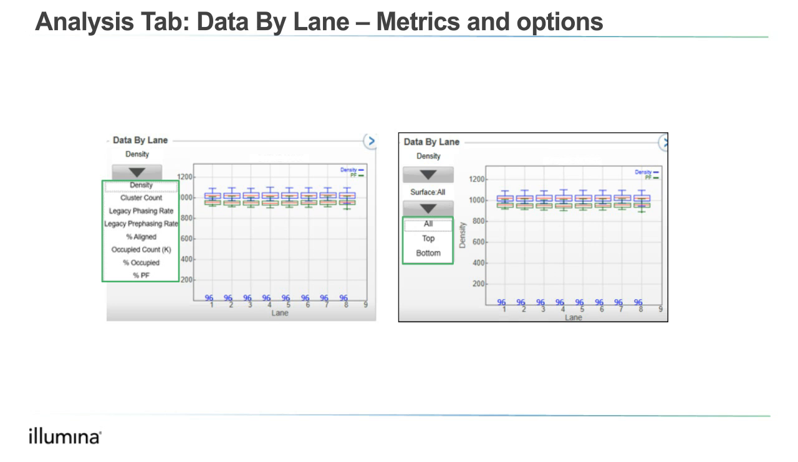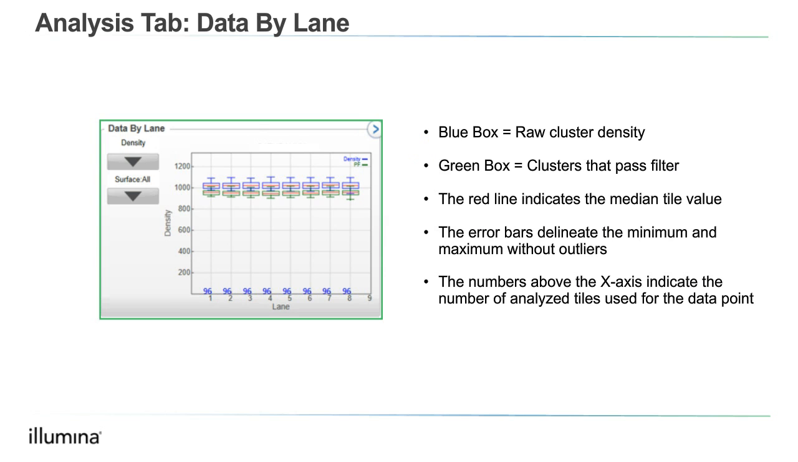If density is selected in the data by lane graph, the blue box plot shows the raw cluster density. If the run is using a patterned flow cell, the raw cluster density will be the same for all lanes due to the fixed number of wells. The green box plot shows the clusters that pass filter, which will be different for each lane for all flow cell types. The red lines represent the median value, and the error bars graph the minimum and maximum values without outliers. The blue numbers above the lanes on the x-axis, which is 96 here, tells us the number of tiles used for analysis, which can also be visualized in the flow cell chart.